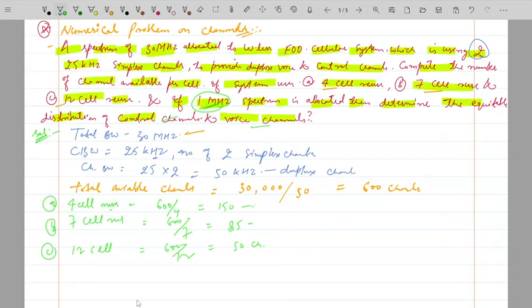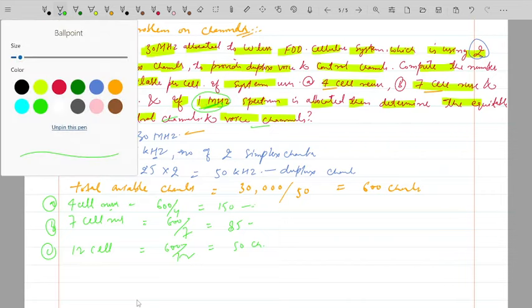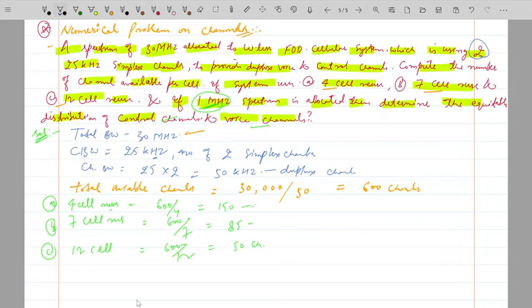So here, for the second condition, the 1 megahertz spectrum is used. The 1 megahertz spectrum is divided into the 50 kilohertz duplex channels, so 1000 kilohertz divided by 50, and then we will get the total number of channels. How many channels?